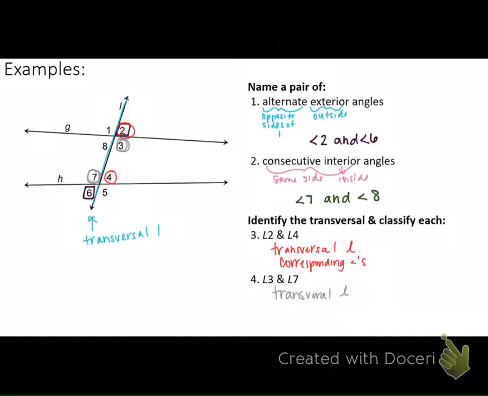Hayden, what is the relationship of 3 and 7? Yeah, they're on opposite sides of our transversal, so they're alternate, and they're inside the bread when we push them together.